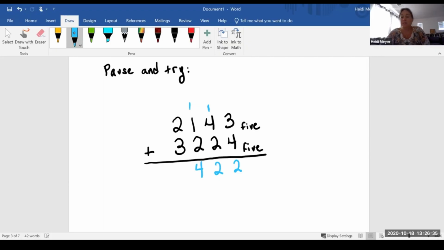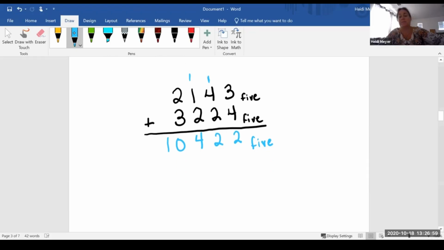And then I have 2 plus 3, which is 5. And a 5 looks like a 10 in its own base because it's one group of 5 with nothing else. So our answer is 10422. So that is addition, and with addition you carry. When you have 5 or more, you carry it into the next place over.